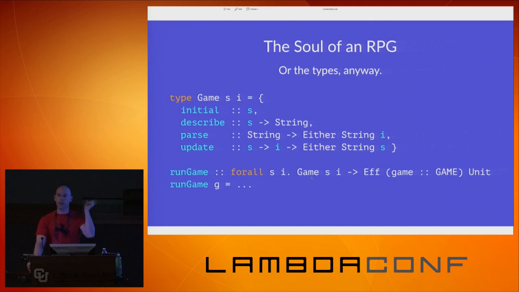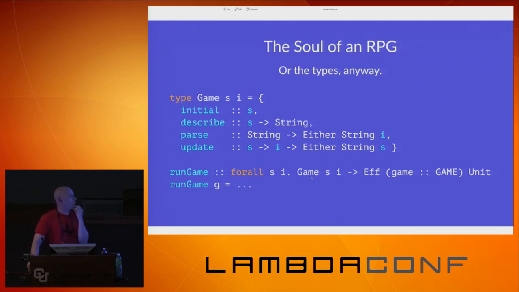You have to specify the initial game state, and the game state can include anything you want. So you could put a map in there, you could put some characters in there, whatever you like. You have to be able to describe the game state, so you have to be able to turn that game state into a string that the user will see. And you have to be able to parse an input. Actually, I did that part for you. You don't have to do that.